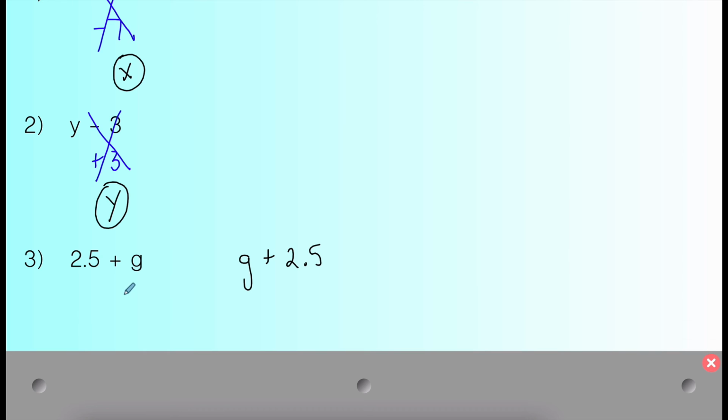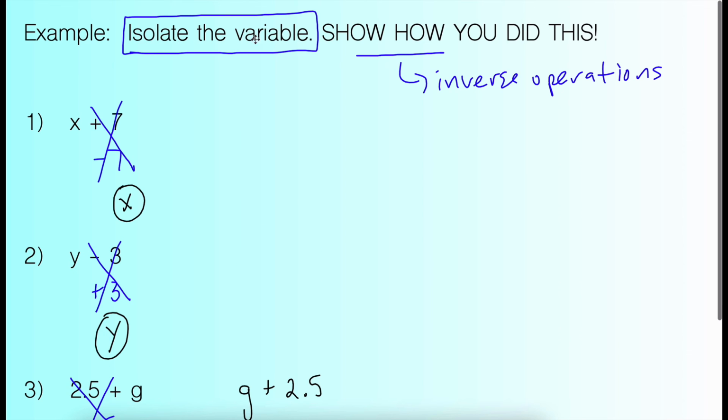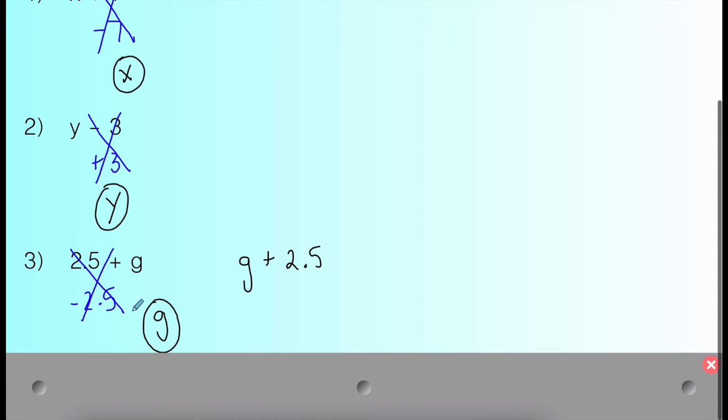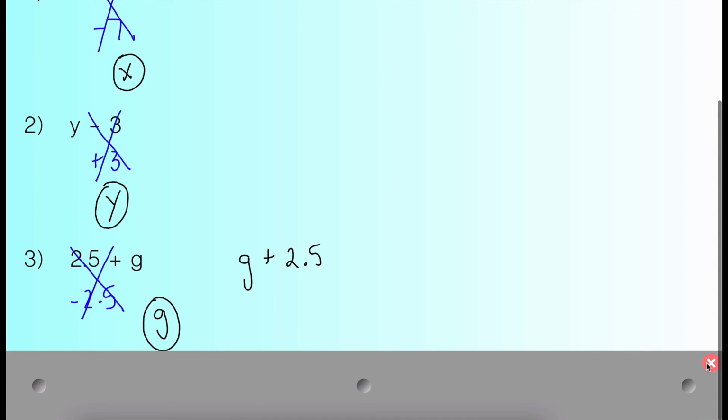How do I get g isolated by itself? Well, what's the opposite? What's the inverse of plus 2.5? You got it, minus 2.5. 2.5 minus 2.5, those are inverses, they cancel out, and we have just isolated g all by itself. And remember, that's what the directions said. Isolate the variable, get it all by itself, and show how you did it. We're showing the inverse that we did. Seems silly, but you're doing big things. You'll see how it all plays together in our next lesson.